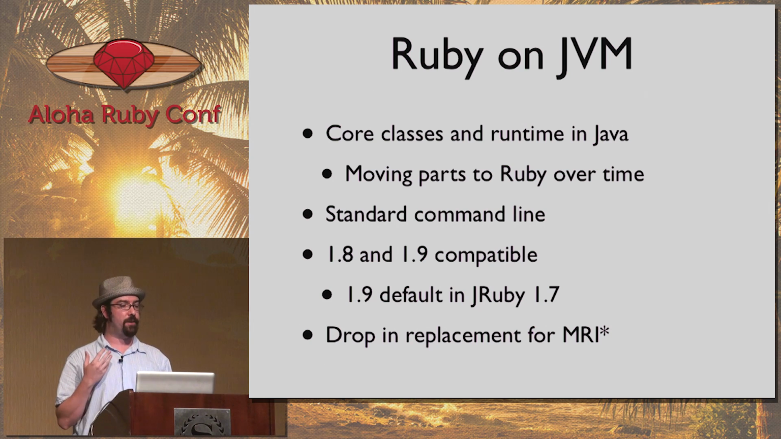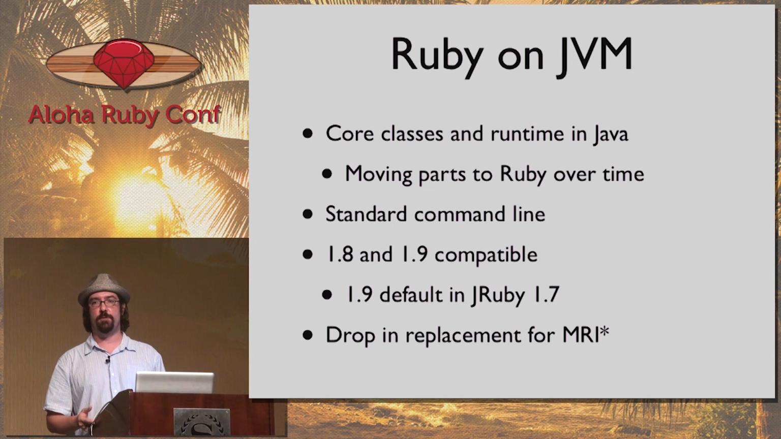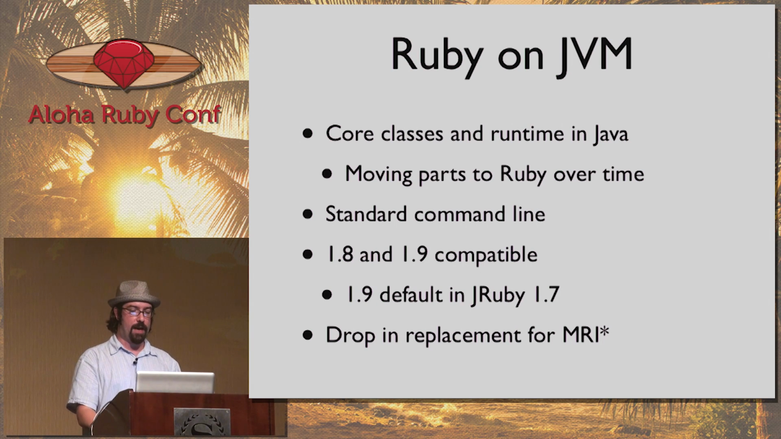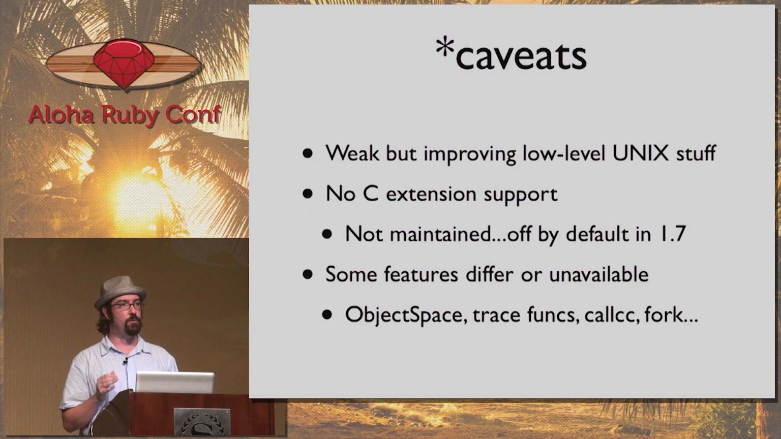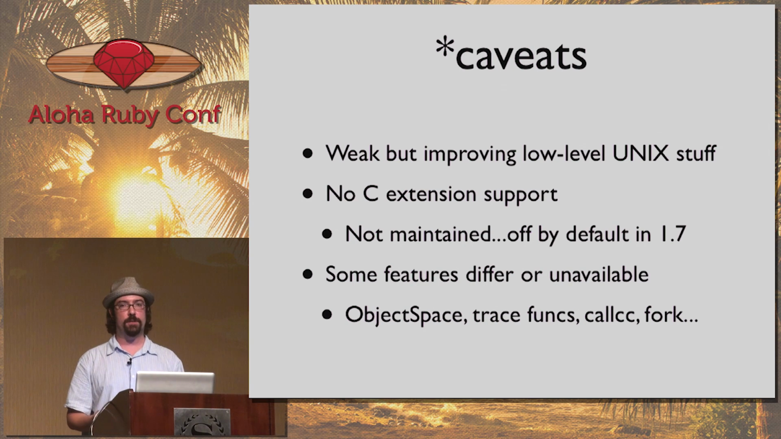Everything's pretty much standard command line. We have 1.8 and 1.9 features in the box all the time, so you can switch between them if you're opting for one or the other or want to play with stuff. And generally, we try to make it pretty much a drop-in replacement for MRI, for standard Ruby. Now there's an asterisk here because there's a few caveats. The low-level Unix stuff, like low-level file descriptor control, process control, things like fork, not quite there. Some of them we're adding and improving over time, but it's an ongoing process.